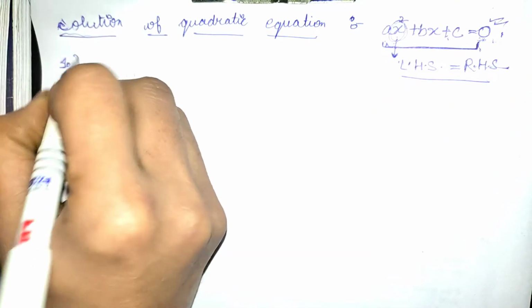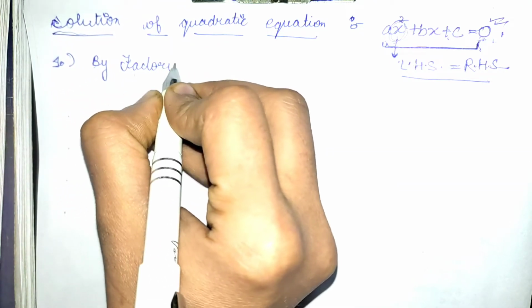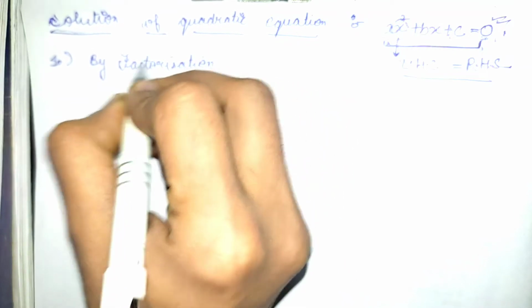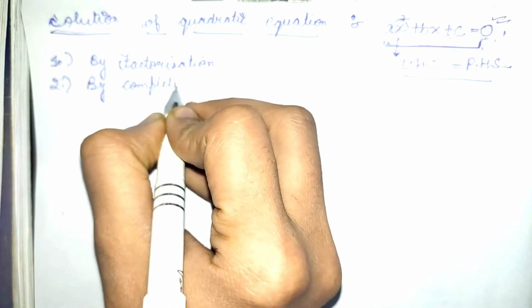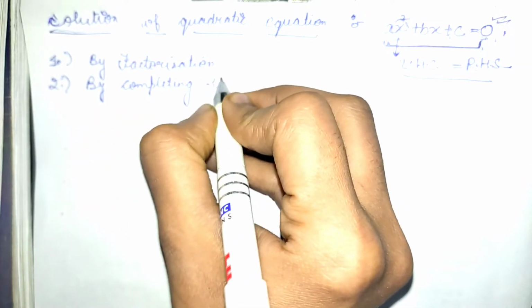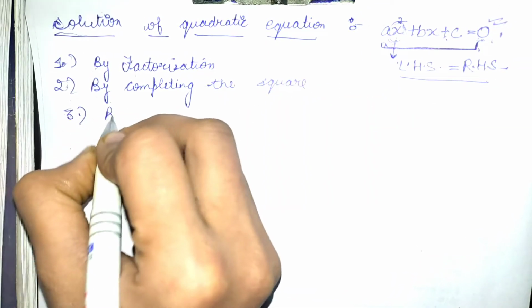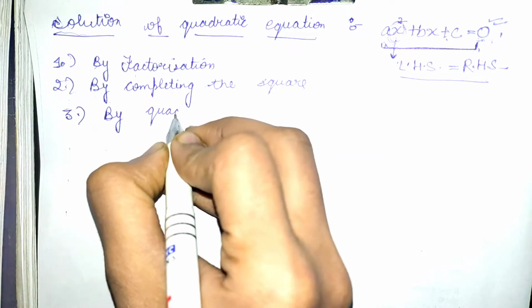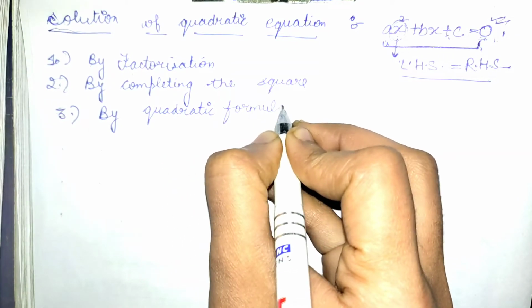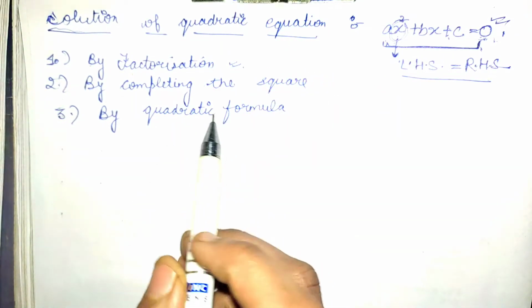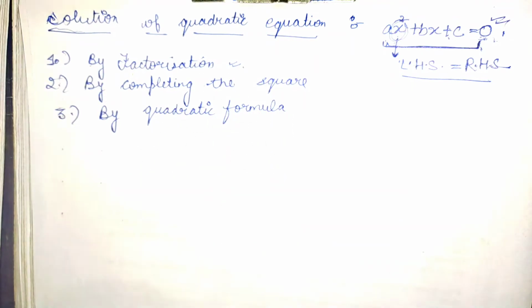To find that value of x, there are three methods. The very first method is by factorization. The second method is by completing the square, and the third method is by quadratic formula. So there are these three methods. In this video we will understand only the factorization method, and I will create two more videos for the other two methods, by completing the square and by quadratic formula.